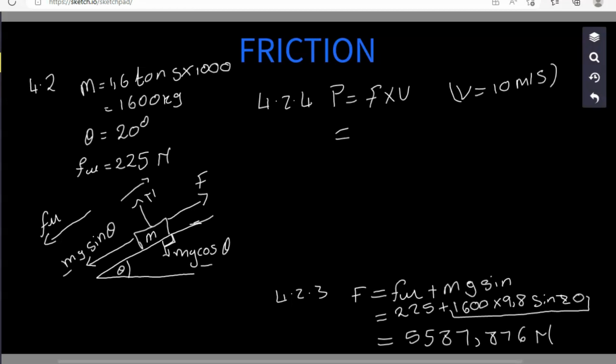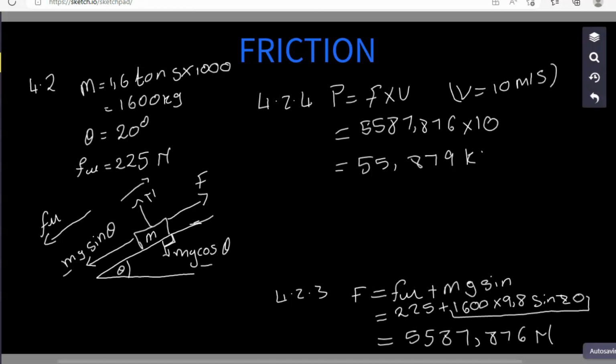We have the force we just calculated. So we are going to substitute 5,587.876 times 10. And then our final answer, we are going to end up with 55.879. That will be kilowatts. You leave it in kilowatts or watts, it's up to you. I did it in kilowatts because the number was too long.